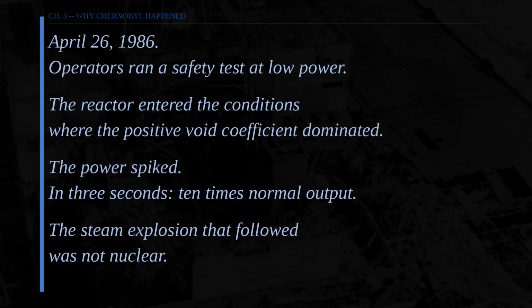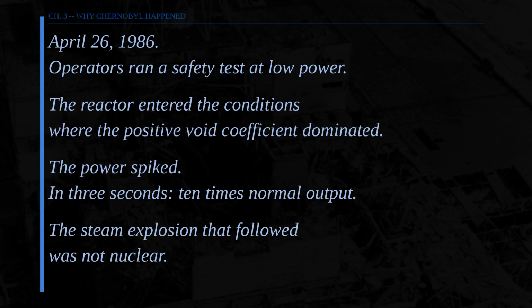The heat vaporized the coolant water, and the steam pressure ruptured the pressure vessel. Two explosions blew the top off the reactor building. The graphite moderator caught fire. The explosions were not nuclear, they were steam and chemical explosions. But the reactor core was now exposed to the atmosphere, and the burning graphite scattered radioactive material across a wide area.